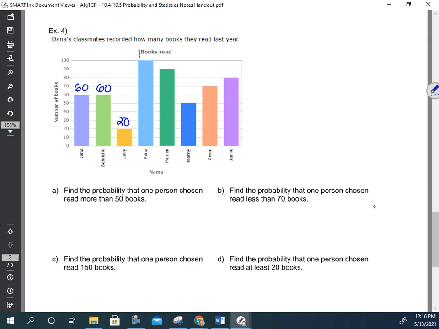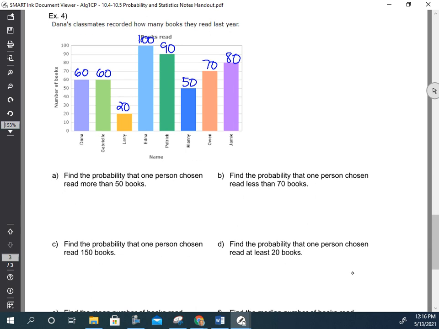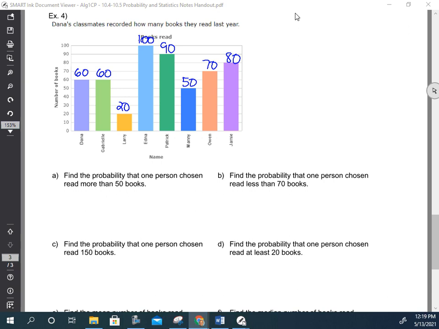So, 100, 90, 50, 70, 80. All right, so for that paragraph, take a moment to do A, B, C, and D. Pause my recorder. So before we start answering the question, how many people are up here? 8 total people. There are 8 people represented.